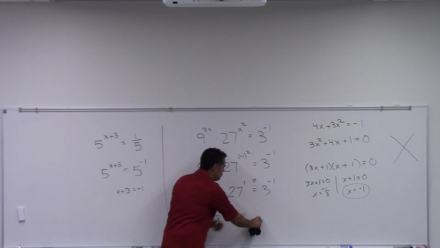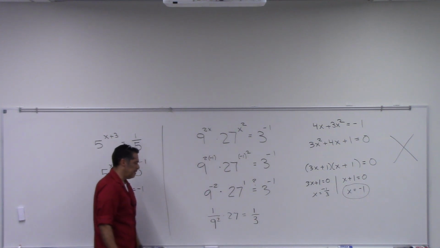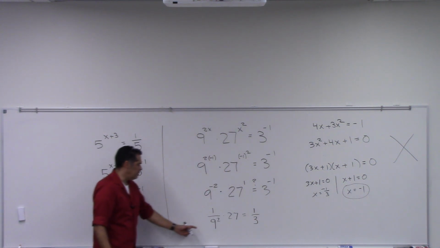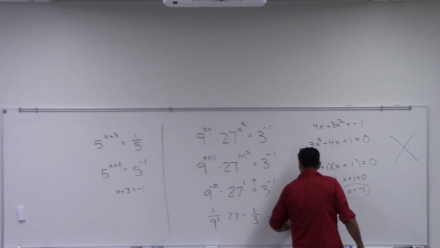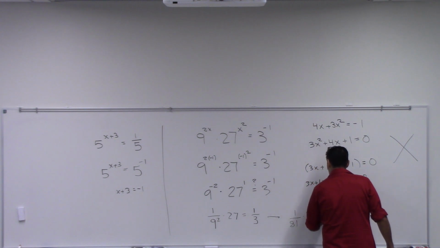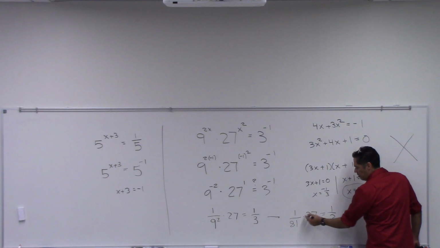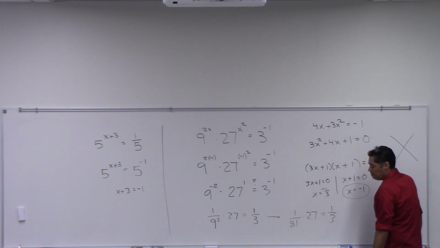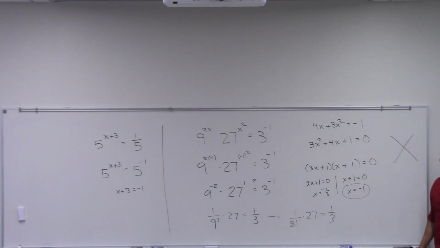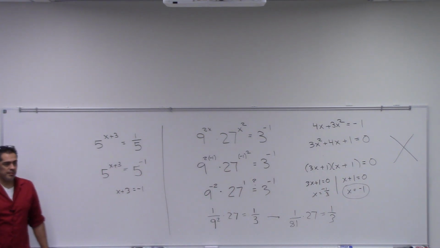Well, can I rewrite this as 1/3? See, it looks like it may not work, but just keep going. What's 9 squared? 81. So this is really 1 over 81 times 27. Does that equal 1/3? Yes, because you can reduce this fraction. It's 27 over 81. It's 1/3. So it works. That's just to show you that it worked. Okay. Questions?